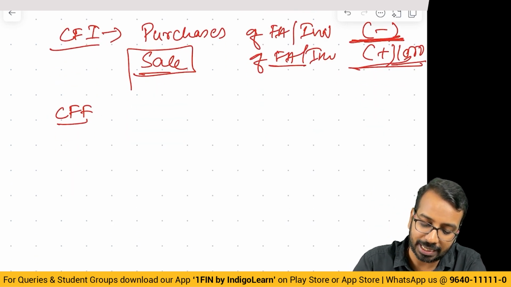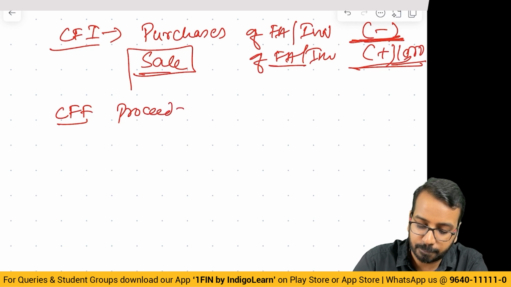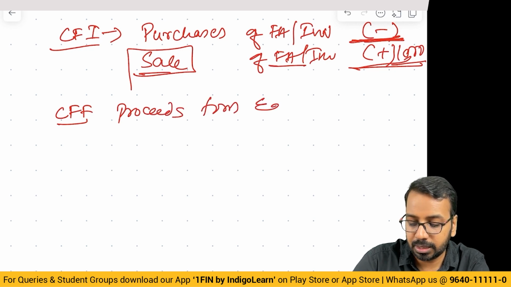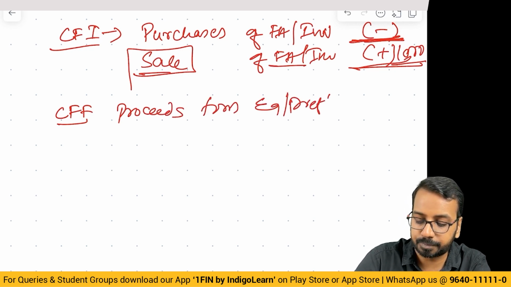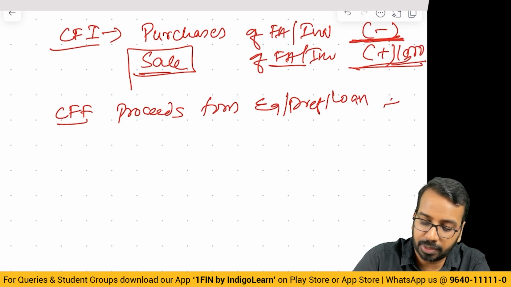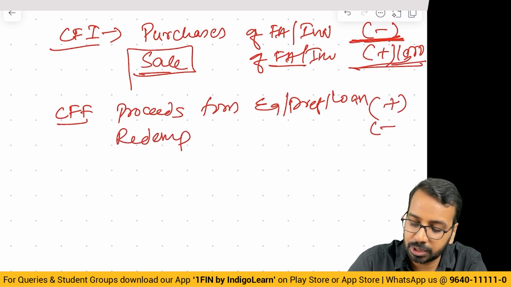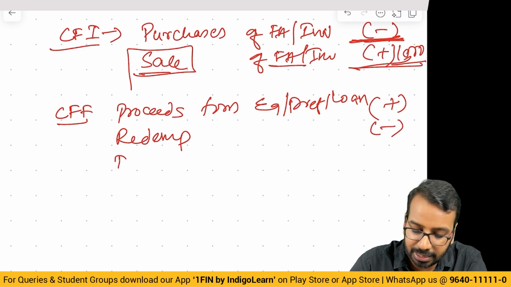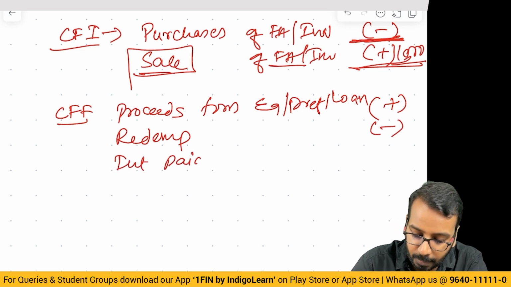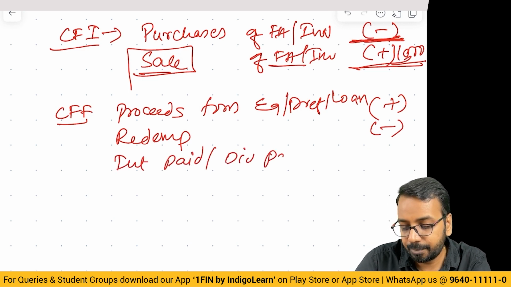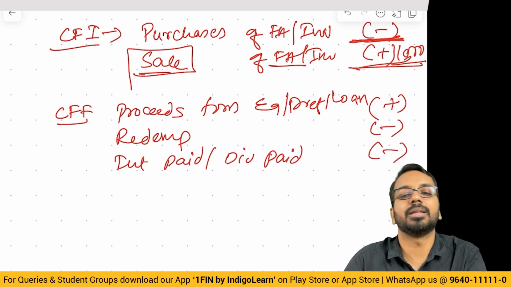Same way for financing activity, proceeds from equity, preference, loan, you will give a positive number. Whenever there is a redemption, you will give a negative number. Then if there is interest paid, dividend paid, all of that is a negative.